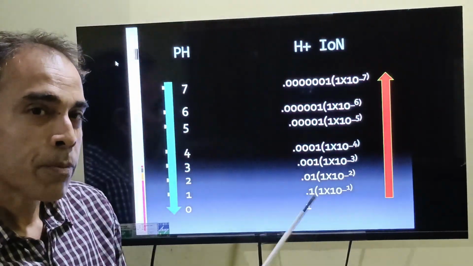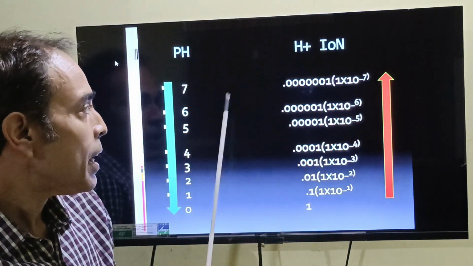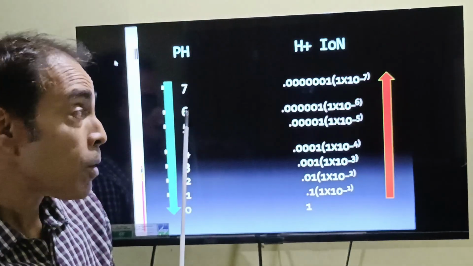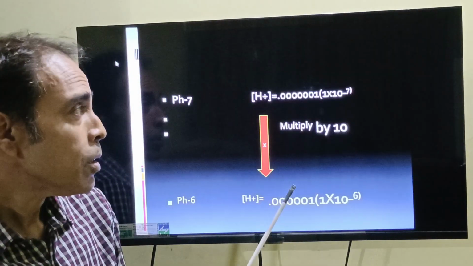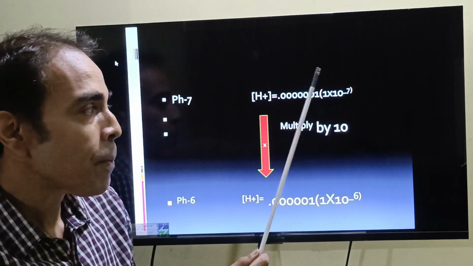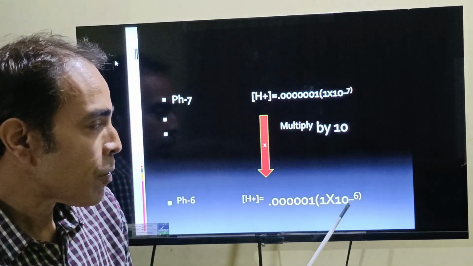So this is a very important concept to understand. Suppose the hydrogen ion concentration is 10 to the power minus 7, and if you see the concentration 10 to the power minus 6, the pH of 6 has much more hydrogen ion concentration compared to pH of 7. So at pH of 7 we have a hydrogen ion concentration of 10 to the power minus 7, and at pH of 6 we have a hydrogen concentration of 10 to the power minus 6.